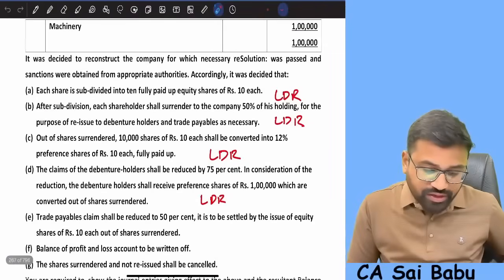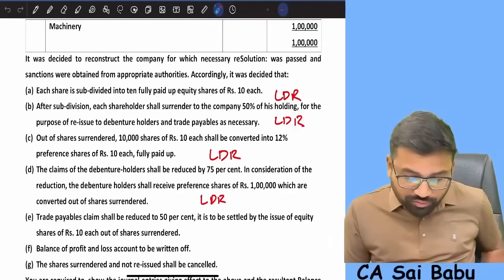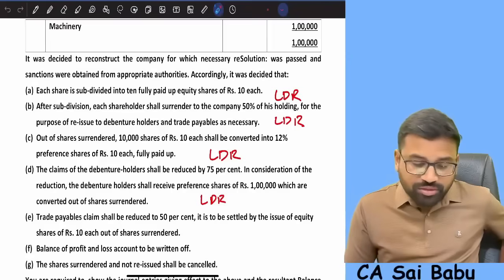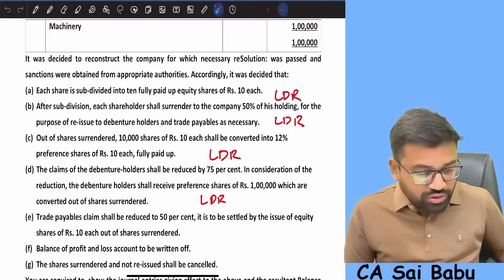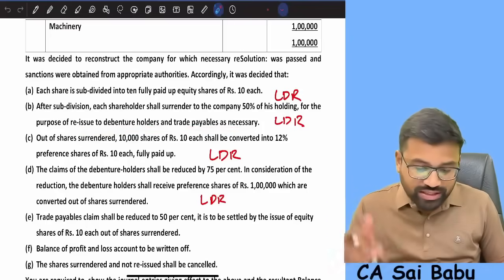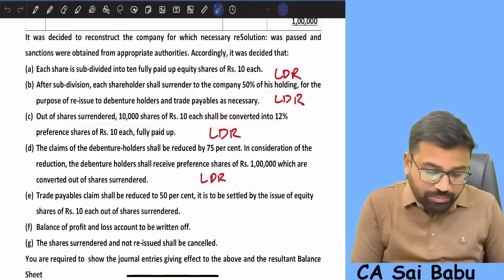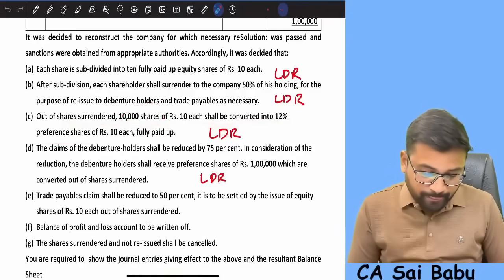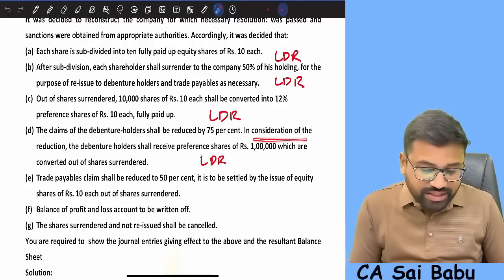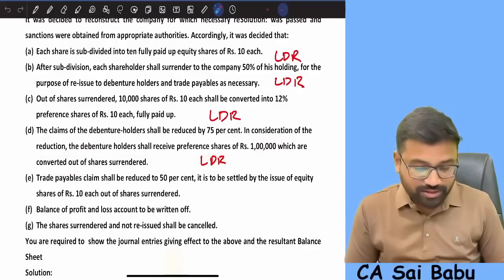After that, shareholders surrender 50% of their holding. Now, for which purpose did they surrender, sir? For the purpose of reissue to debenture holders and trade payables as necessary. That means out of the shares surrendered, they will utilize to set off the debenture holders as well as trade payables. They will use to settle the liabilities. Out of the surrendered shares, 10,000 shares of 10 each converted into 12% preference shares of 100 each. And the claims of the debenture holder shall be reduced by 75%. In consideration of the reduction, the debenture holder shall receive preference shares of 1 lakh which are converted out of the shares surrendered.